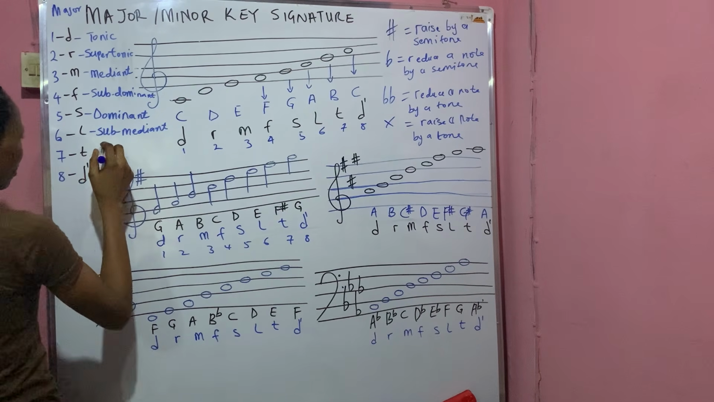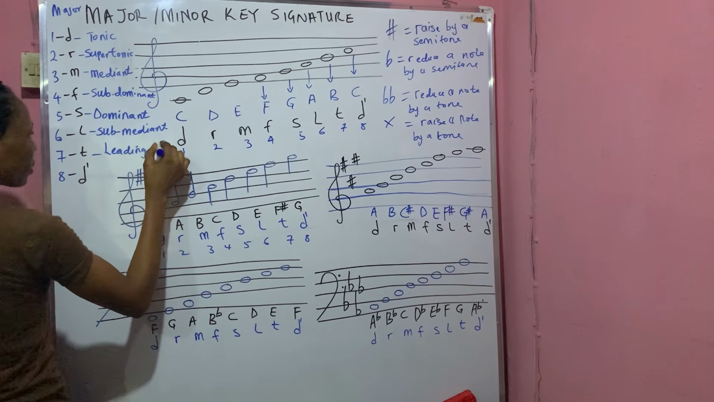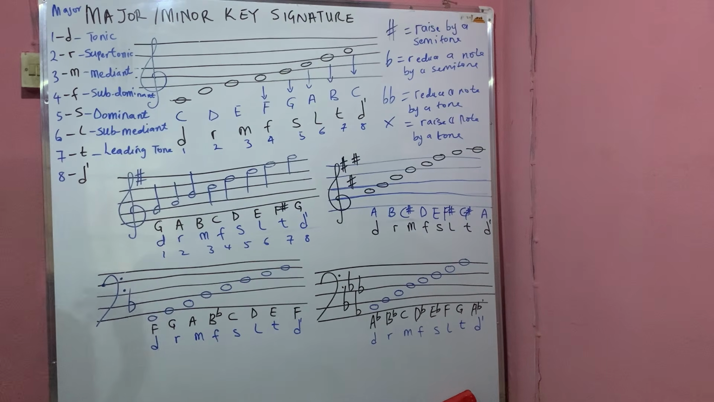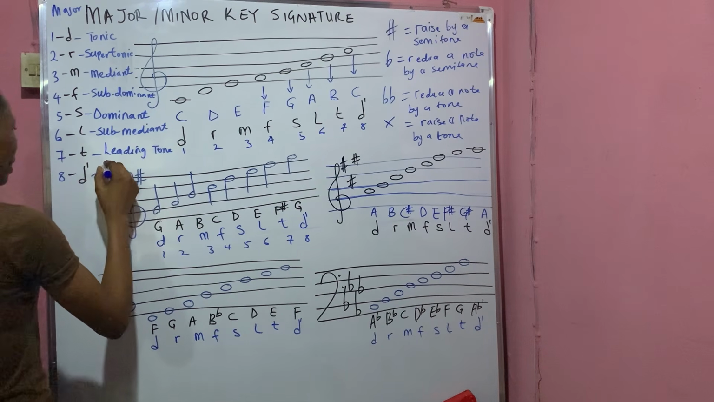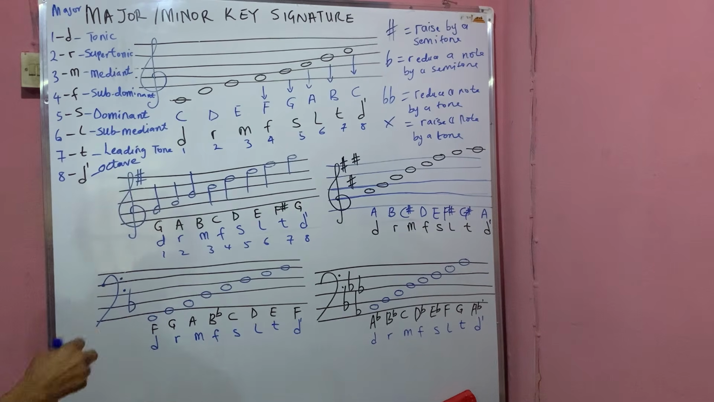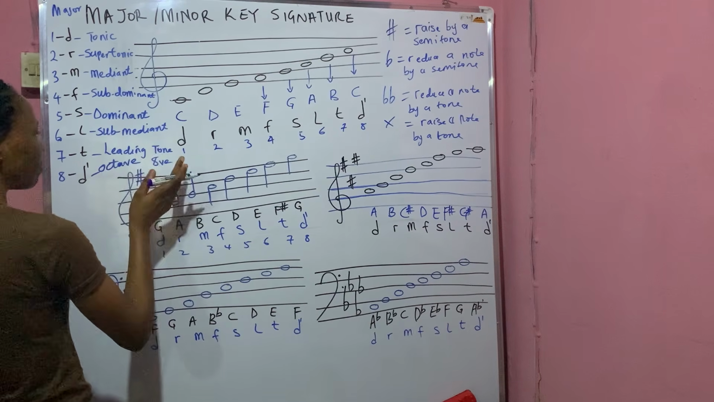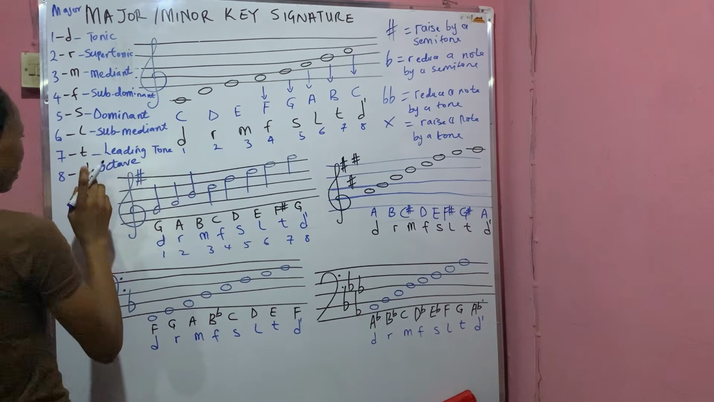Degree 7 is called leading note, leading tone, or subtonic. And degree 8 is called an octave. So this octave, you can see an octave higher, an octave below, and an octave.